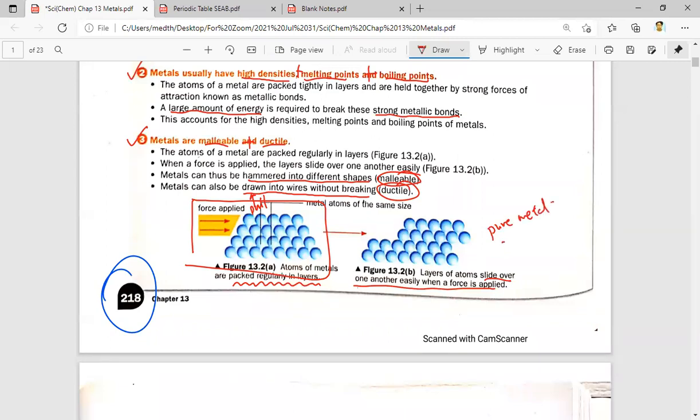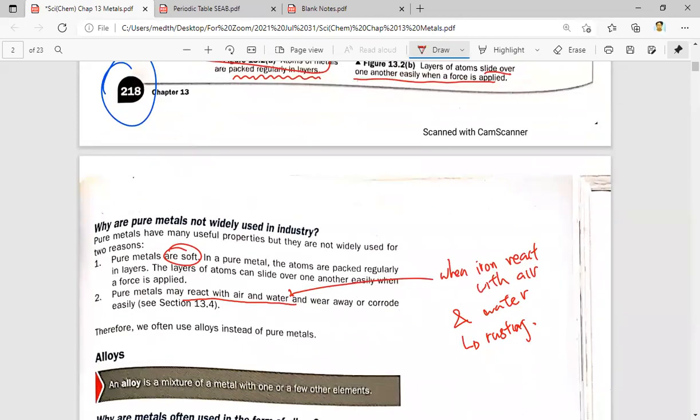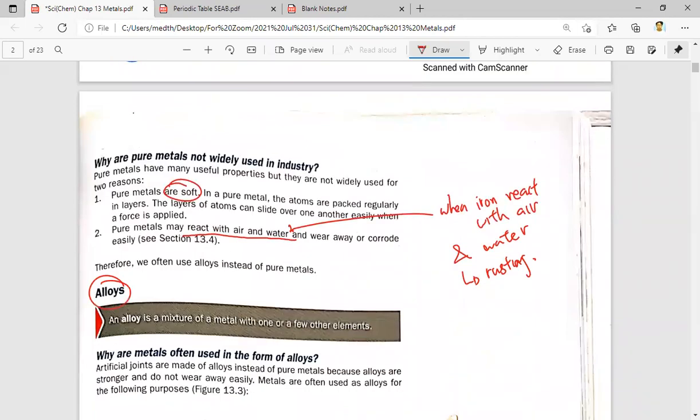Pure metals are soft because the atoms are regularly packed. When you hammer them, they will actually slide over one another. So pure metals are soft. Generally in real life, we don't use pure metal. We actually use what we call an alloy.